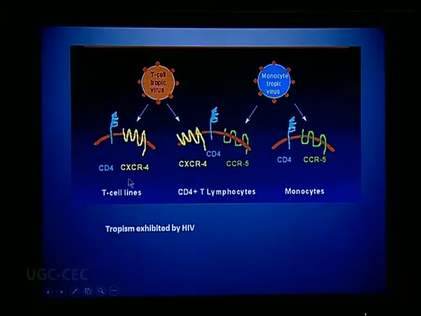But there is a unique phenomenon. What is that? That it is not really attracted towards a particular receptor. It may be attracted towards many receptors like the CD4, CXCR4, CCR5, etc. So these particular receptors attracting the virus, this phenomenon is called tropism.